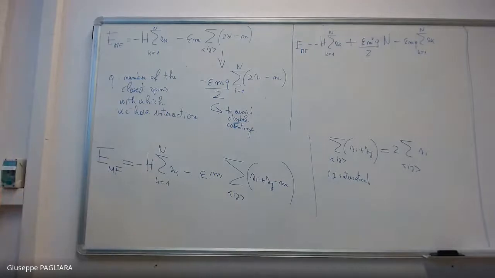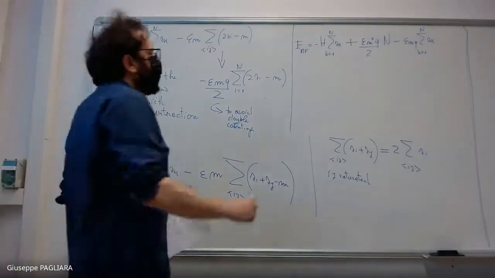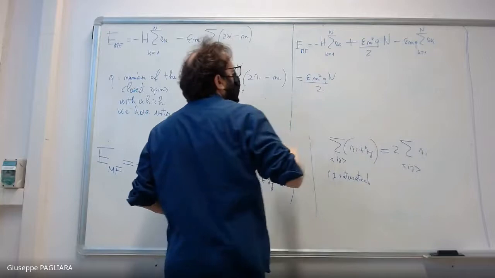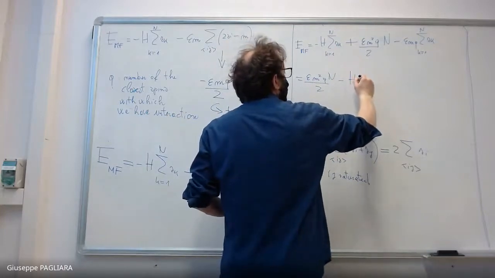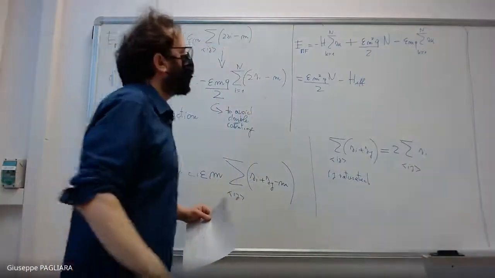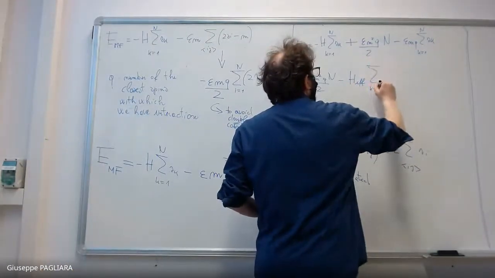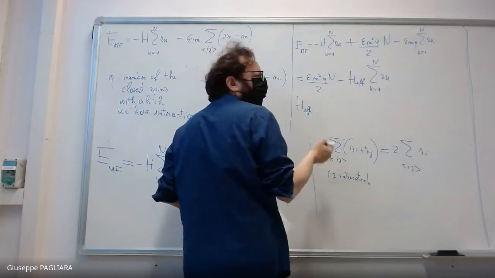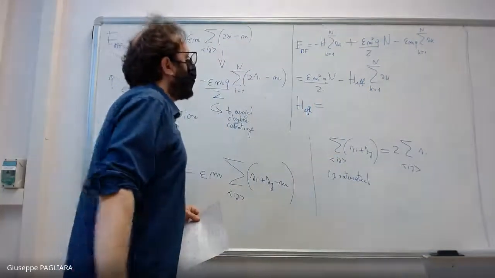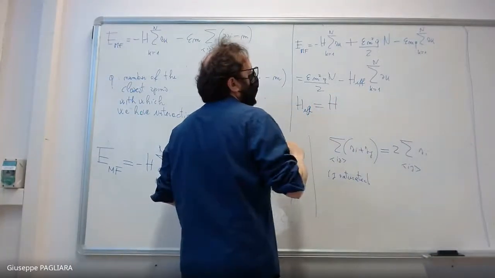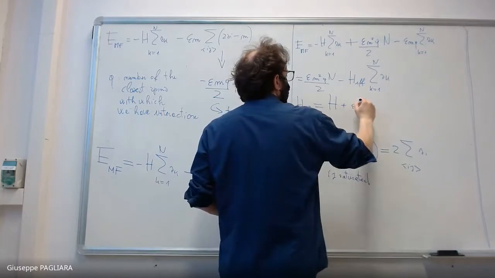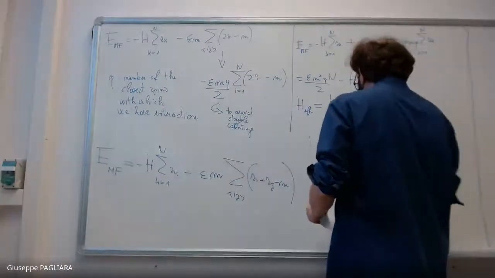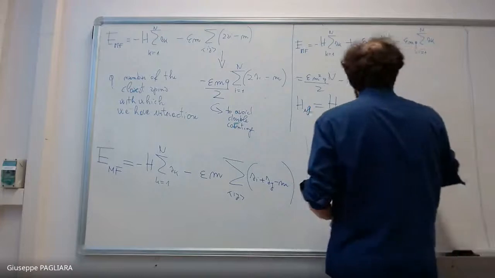Which can be seen as epsilon m squared q n divided by 2 minus an effective magnetic field times the sum from 1 to n of Sk, where this effective magnetic field is h plus epsilon m q.